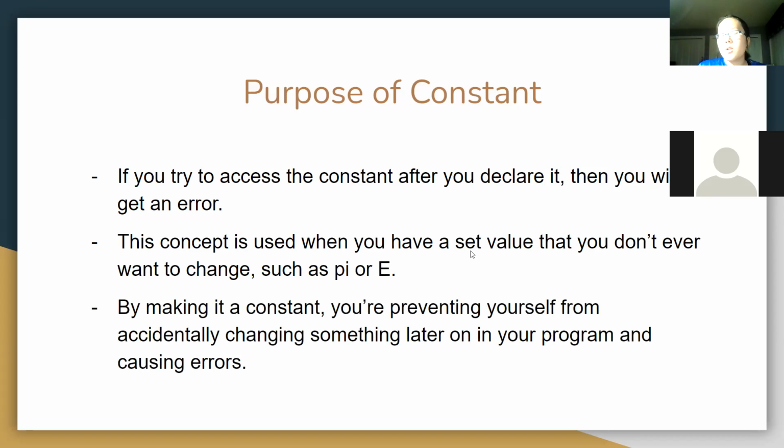Again, by making it a constant, you're preventing yourself from accidentally changing something later on in your program and causing errors. Syntax errors or exceptions that happen are very easy to see, right? It stops your program, it doesn't run anything. But if you have a semantic error, which is a logic error, that gets a lot harder to see, because you're like, why is this doing this? And then you have to go through thousands and thousands of lines of code to try to find the error, which isn't something that you want to do. So therefore, constants can be really useful.